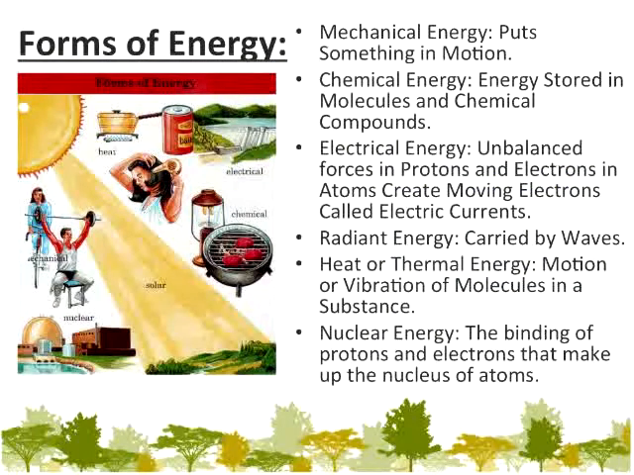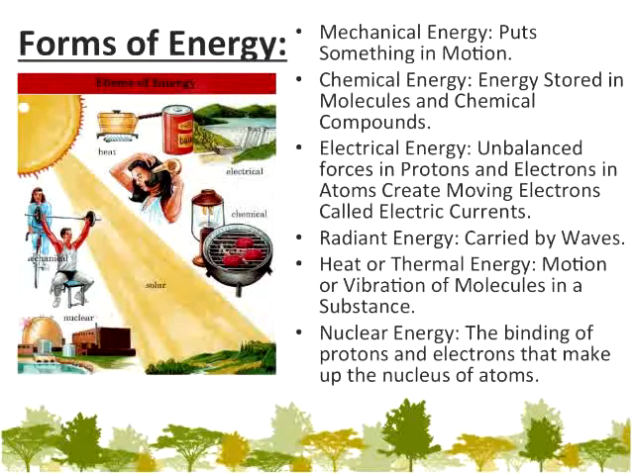So let's talk about the forms of energy. There's mechanical energy, and this is the form of energy that puts something in motion. And there's chemical energy, which is energy stored in the molecules in chemical compounds. There's electrical energy, in which unbalanced forces in protons and electrons in atoms create moving electrons called electric currents. There's radiant energy, which is carried by waves. There's heat or thermal energy, which is motion or vibration of molecules in a substance. Then there's nuclear energy, the bonding of protons and electrons that make up the nucleus of an atom.